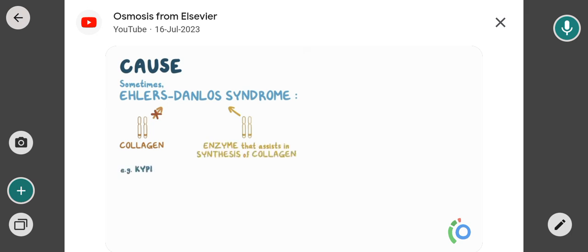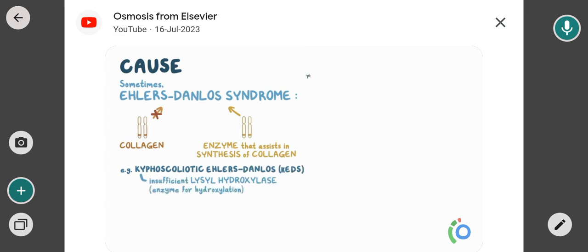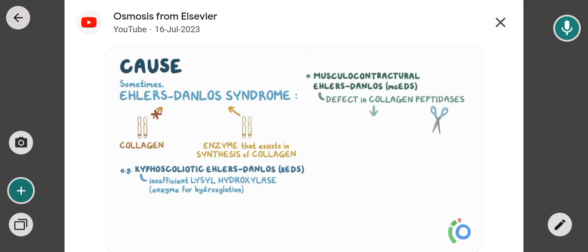An example is kyphoscoliotic Ehlers-Danlos, or KEDS, where there's insufficient lysyl hydroxylase, which is an enzyme needed for the hydroxylation step. There's also musculocontractural Ehlers-Danlos, or MCEDS, which is where there's a defect in the collagen peptidases that leads to a block in the proteolytic processing step.